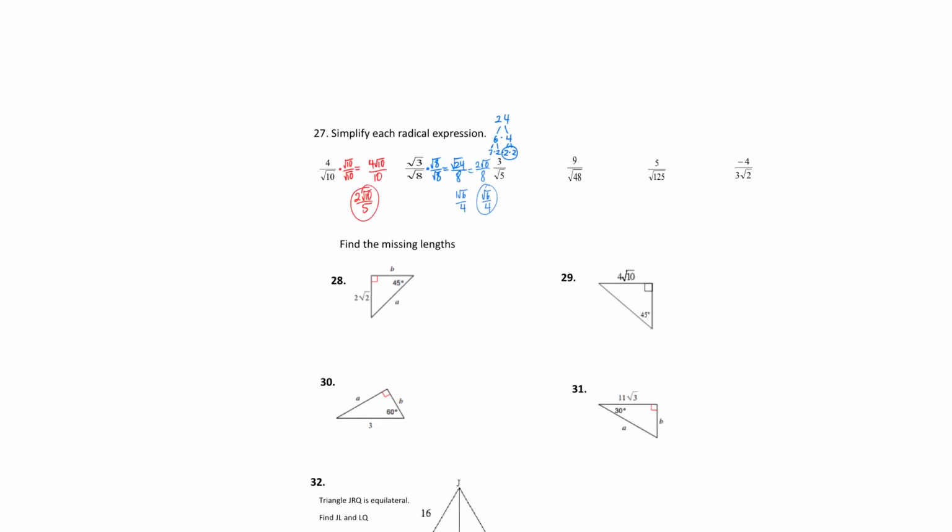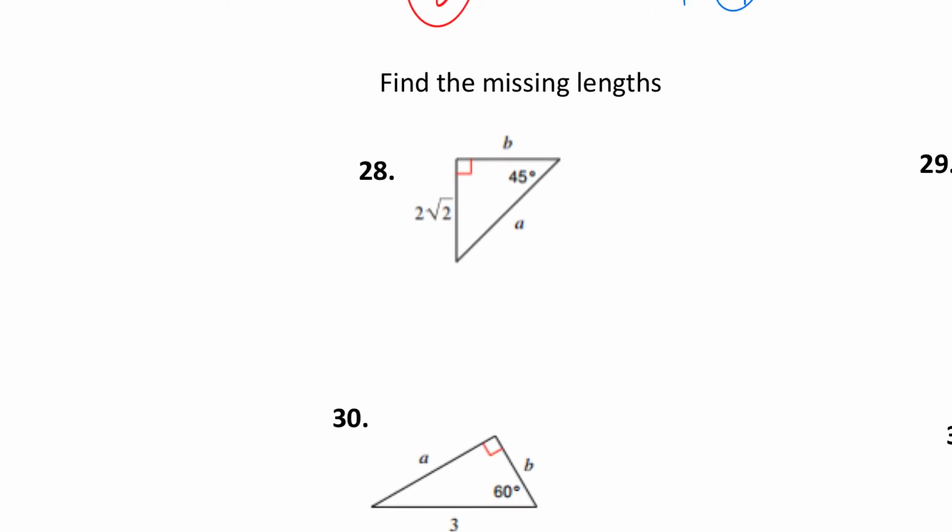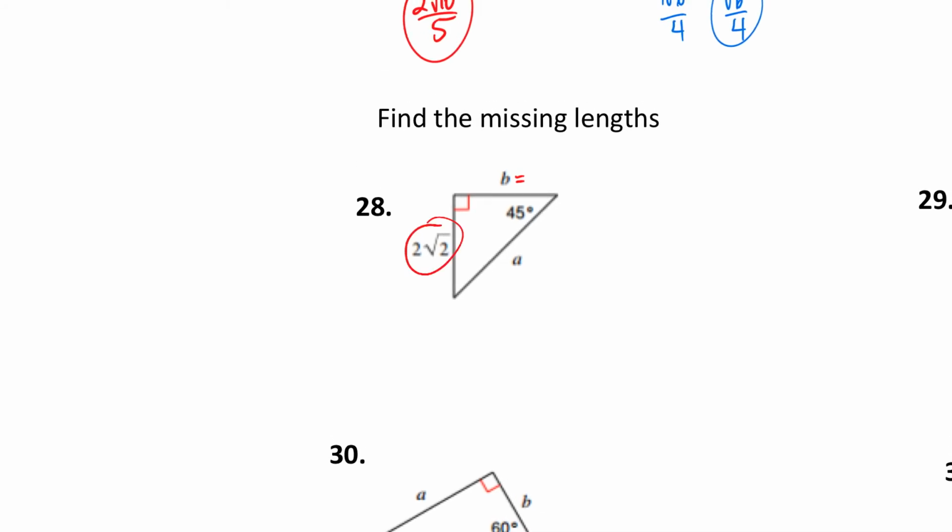Okay, let's see here. So I'm going to go ahead and move on to number 28. Okay, so on this one, this is a 45, 45, 90. So what's the length of this leg? Same thing as that, 2 square roots of 2. And how do we go from the leg to the hypotenuse here? Times the square root of 2. So we have 2 square roots of 2 times the square root of 2, which is 2 square roots of 4. Which is just 4. 2 times 2, which is 4.